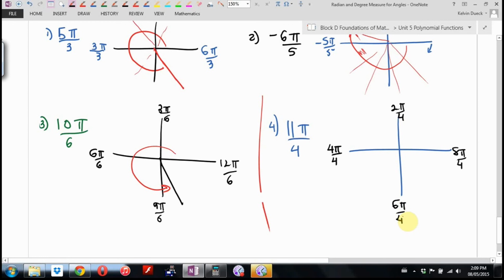Okay. Darian, what do they want me to draw? Look up. How far? How much further to 11? If this is 8, how much further to 11 in terms of pi by 4s? 3 of them. There's 2. What, Darian? Exactly halfway. It's got to be. There's 11 pi by 4.